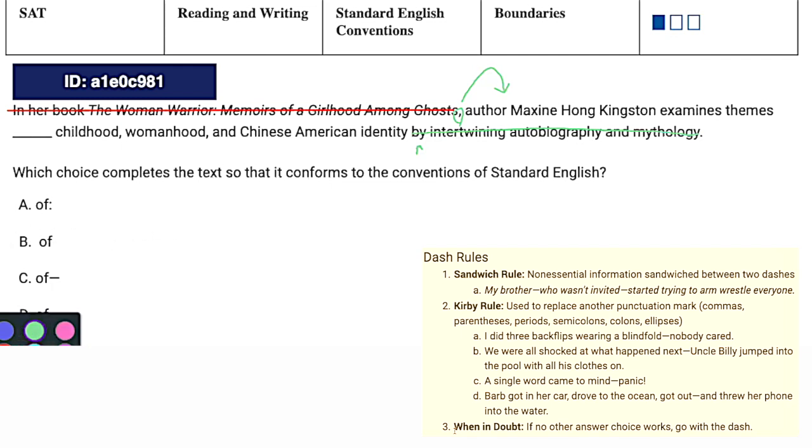So because we don't need any punctuation, that is to say, we don't need a colon, we don't need a comma, we don't need a period or a semicolon or anything, we also don't need a dash, because the Kirby rule, remember, is when the dash is replacing a punctuation mark. So if there wasn't any punctuation needed originally, we're not going to just add it for no reason. So our answer is B. And that's a great example of when you don't want to choose the dash as your answer, if there's no need for any punctuation that the dash could replace.